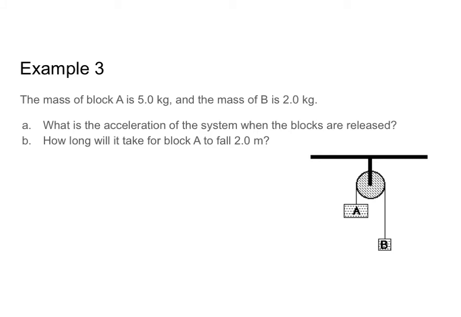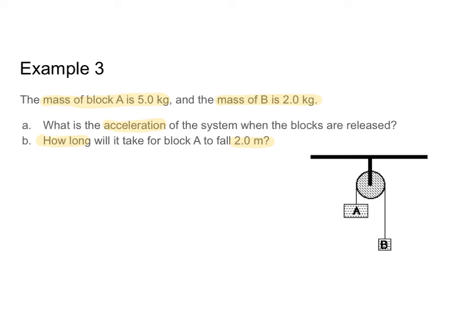So here we have something on the right that we call an Atwood machine. It's basically a massless pulley and a massless rope with two masses hanging from it. And it's a fun way to look at acceleration and net force. So here we're going to assume that the mass of block A is 5 kilograms, and the mass of B is 2 kilograms. We want to figure out the acceleration of the system when the blocks are released, and how long it will take for block A to fall 2 meters.